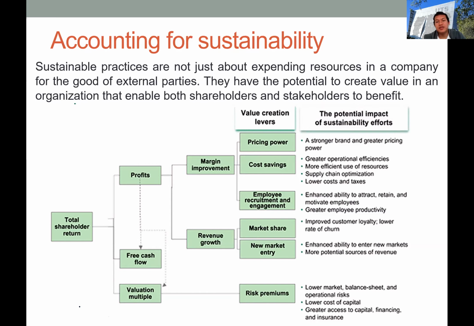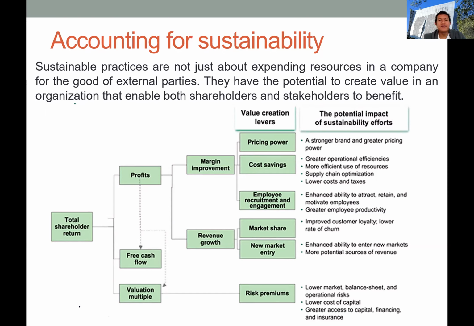Okay, first we have pricing power. A sustainable company will have a stronger brand, and if they have a stronger brand, customers become more loyal. They can charge higher prices to customers, which provides them with greater pricing power. If we look at a brand like Unilever, Unilever consistently uses social and environmental responsibility as part of their campaign and their brand identity. So now customers become more loyal to Unilever's products, and Unilever can charge higher prices.